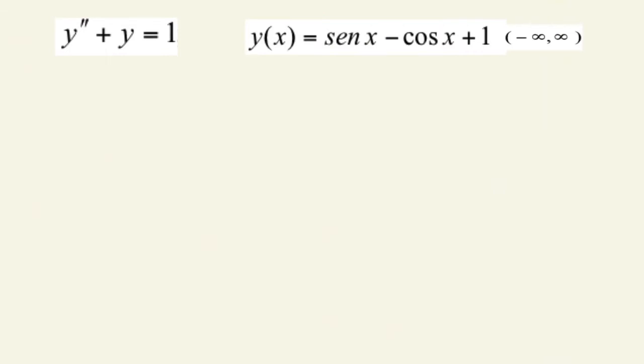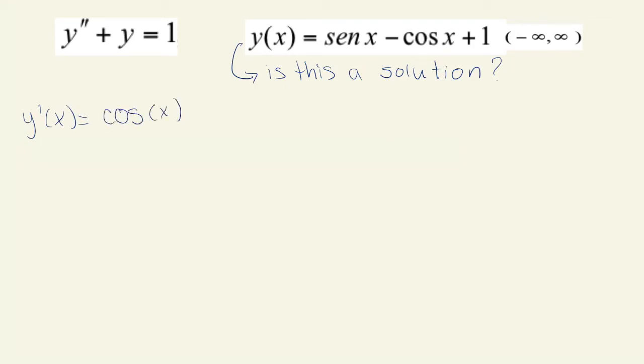Now for our next example, we're going to see if y as a function of x equals sine of x minus cosine of x plus 1, in the interval of negative infinity to infinity, is a possible solution for the second derivative of y plus y equals 1. So we're going to start by taking the first derivative of the equation, then proceed to taking the second derivative. Here we just have to remember that the derivative of sine is cosine and the derivative of cosine is negative sine.